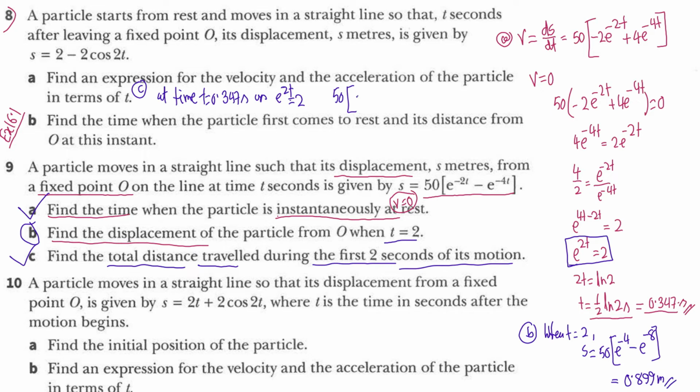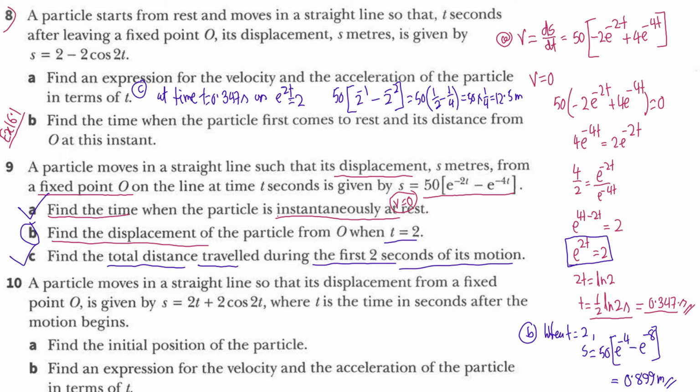So this is having 2 to the power minus 1, and the other term is 2 to the power minus 2. Let me see what value comes out. 50 into half minus 1 by 4, which is 50 into 1 by 4, and it gives us the value 12.5 meters. So this is the maximum from 0 to 2 seconds.